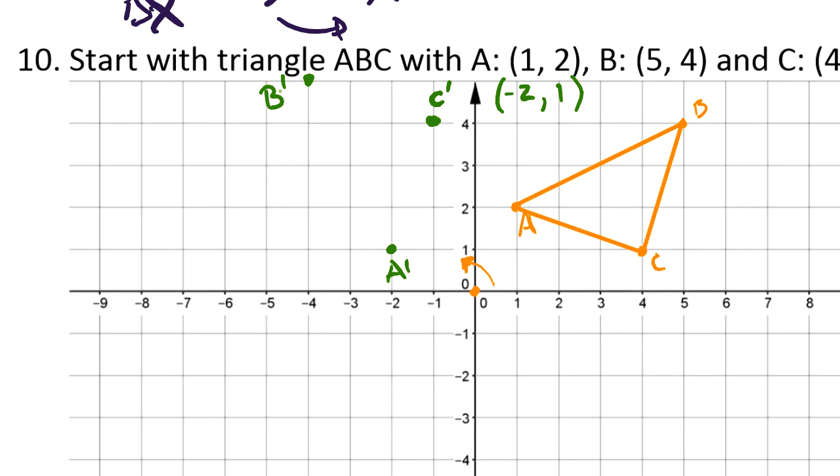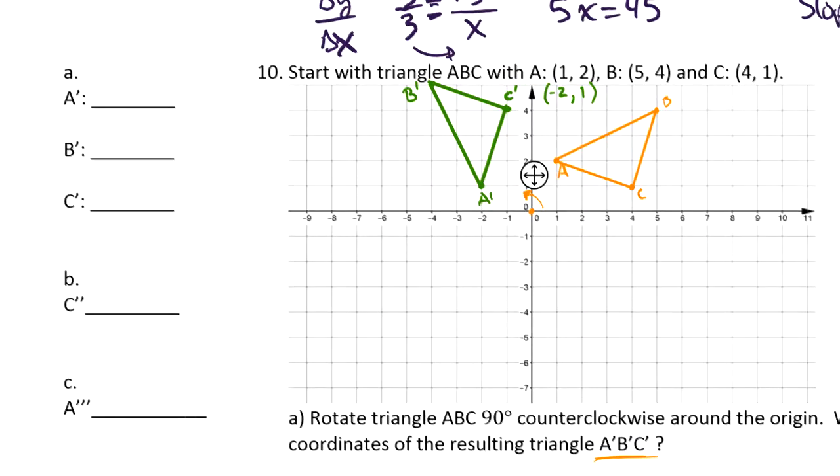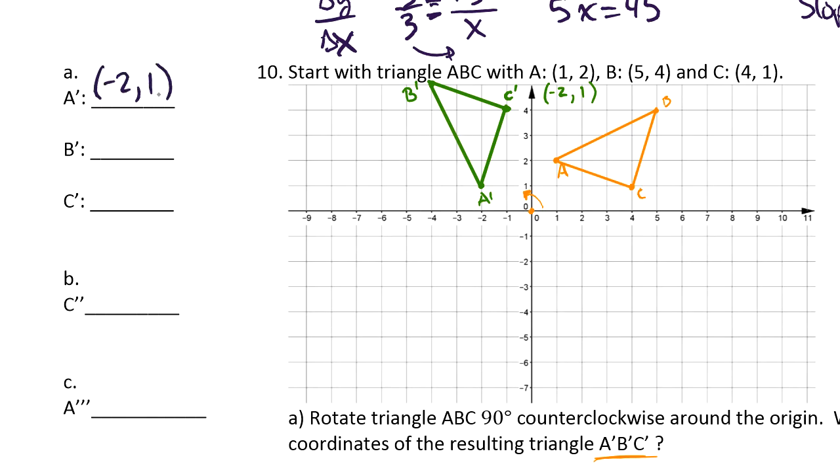Okay, so I can read these now. I can see the points here. Let me go ahead and draw the lines that connect them. And let's go ahead and zoom out a little bit here and write down these coordinates. So my answer so far is that A prime is at -2, +1, and B prime ends up being at -4, +5, and C has moved to, let's see, C prime would be at -1, +4.